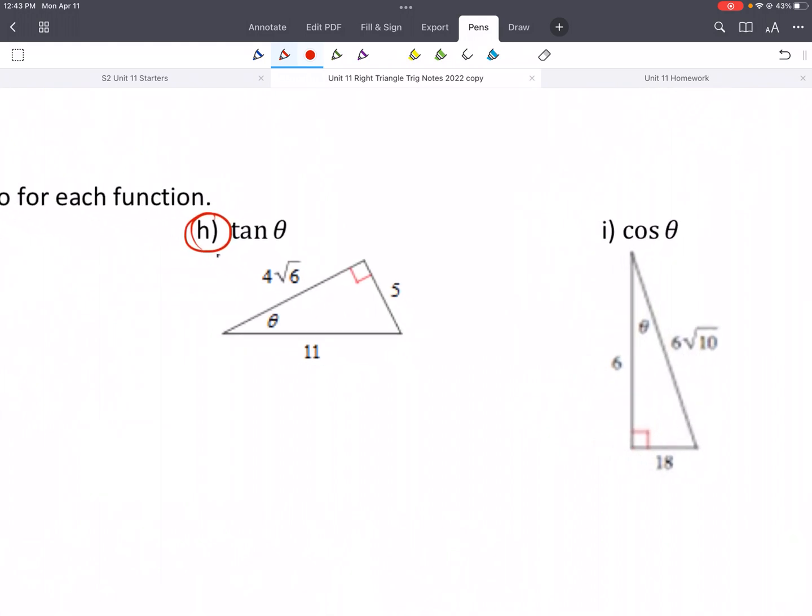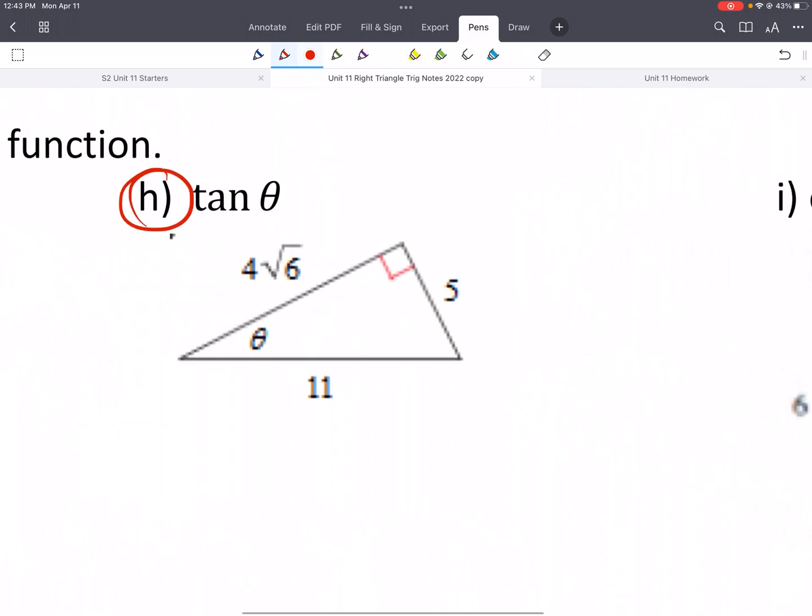So here's the type of problem that you would run into. We'll just look at H today. They want us to find the tangent of theta. And again, that's our SOHCAHTOA. So we need opposite over adjacent. Here's our hypotenuse, here's our opposite, here's our adjacent. So we have all the information. We don't need to use the Pythagorean theorem.